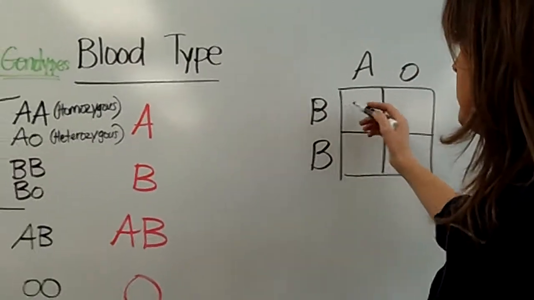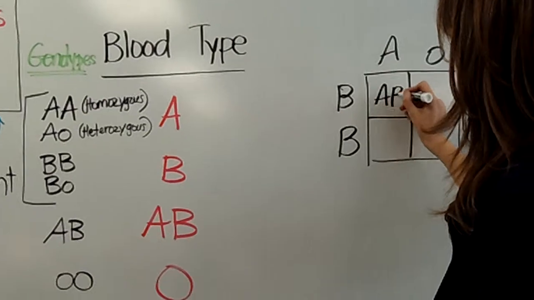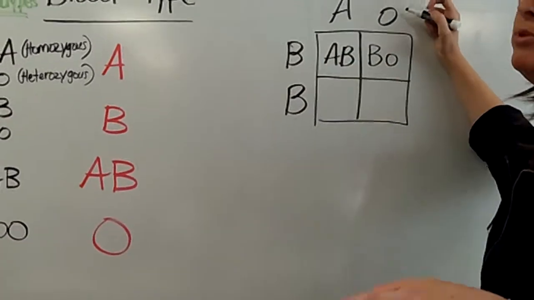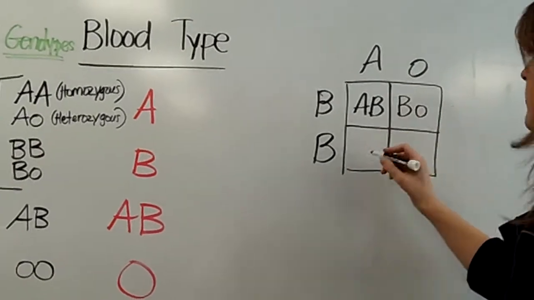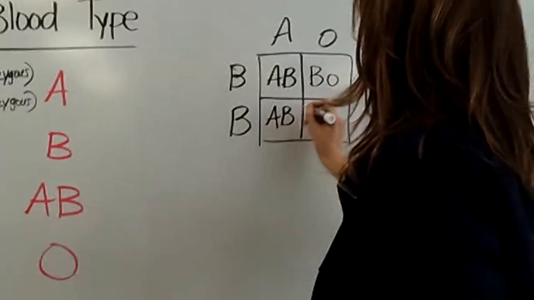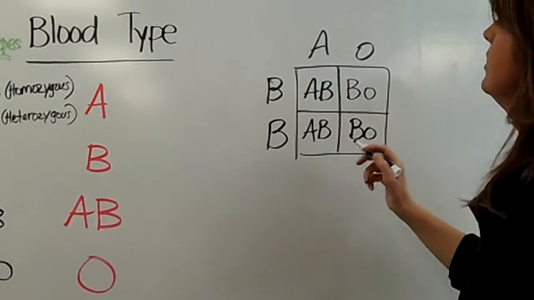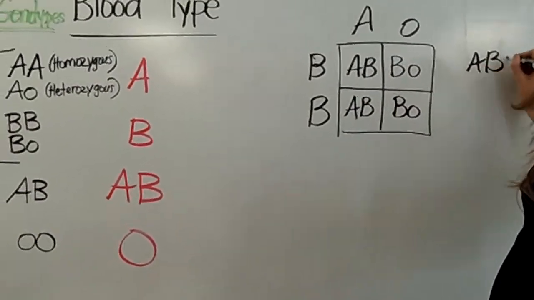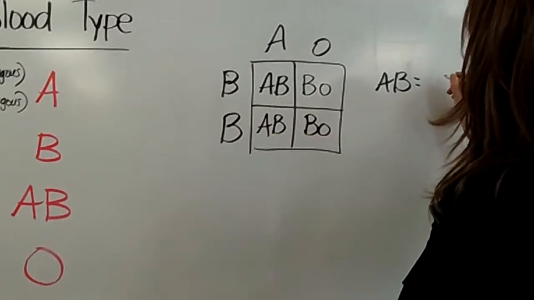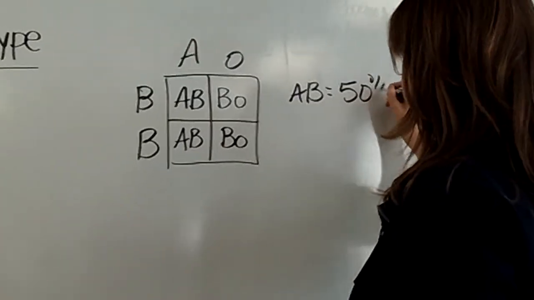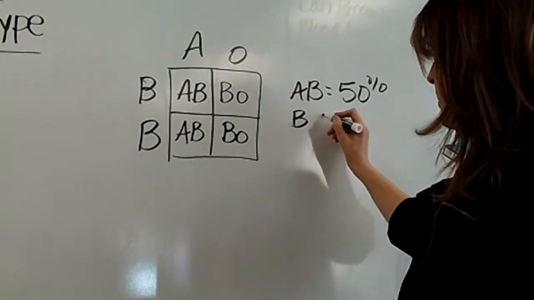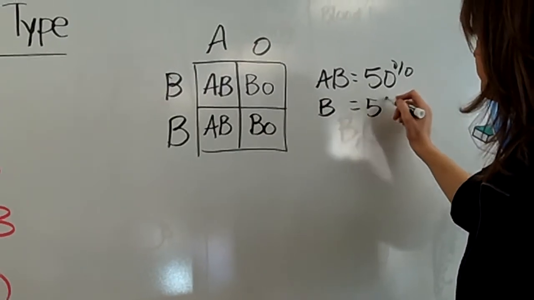You do the same thing as you would with the Punnett squares that we did in class. You would just bring it over. Now type O is recessive, so it'll always go second. So if you look at this, you're going to have a 50% chance that your child could have type AB blood, and there is a 50% chance that they will have type B blood.